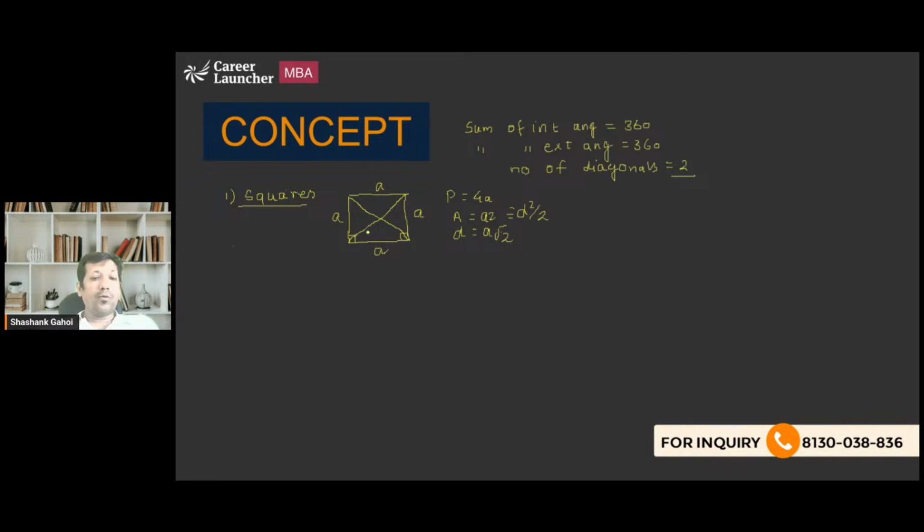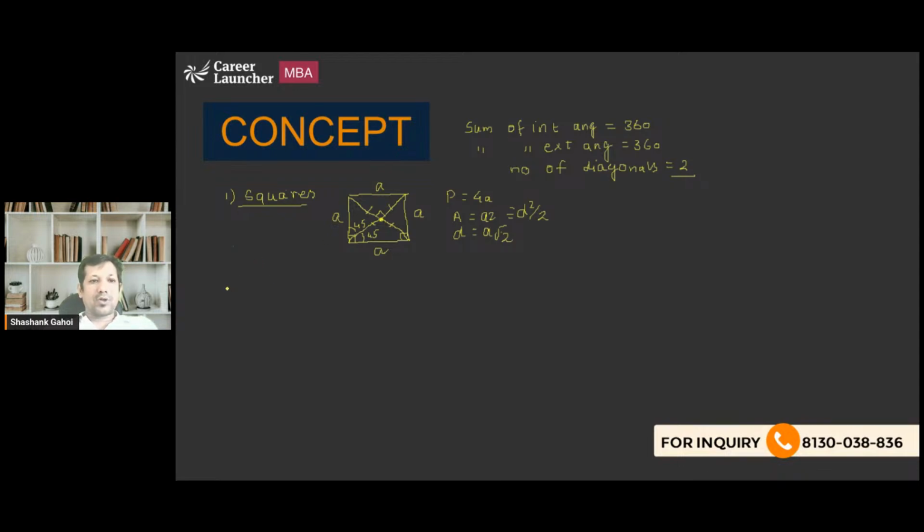Now what is the important property? When you draw the diagonals, they bisect the angles, so this angle is going to be 45, 45. They also bisect each other, and the diagonals are perpendicular to each other. So the angle between the diagonals is always going to be 90, and this is the midpoint of the diagonal. Again, remember, this is an important property: the angle between the diagonals is always 90 degrees. So basically, these are the basic properties of a square.